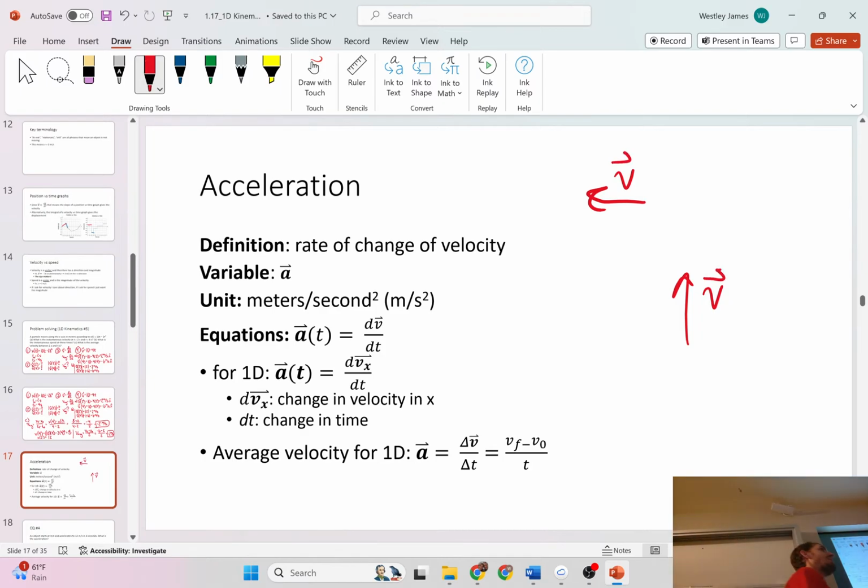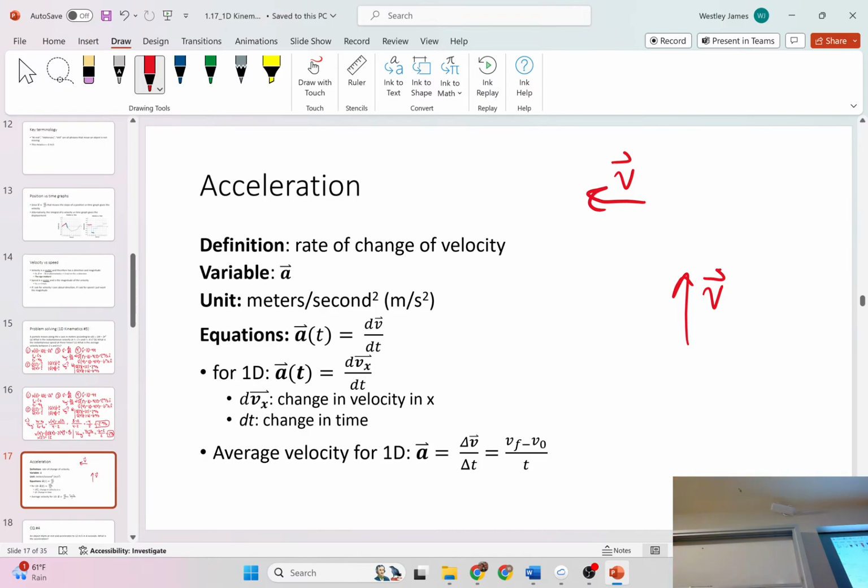And then maybe you say, but I didn't get faster or slower. Here's the key to that. Think of it in terms of components. Remember, whenever we talk about vectors, we have to think about x and y components. If you're going up to begin with, you're all in the y direction. All your velocity is in the y direction.